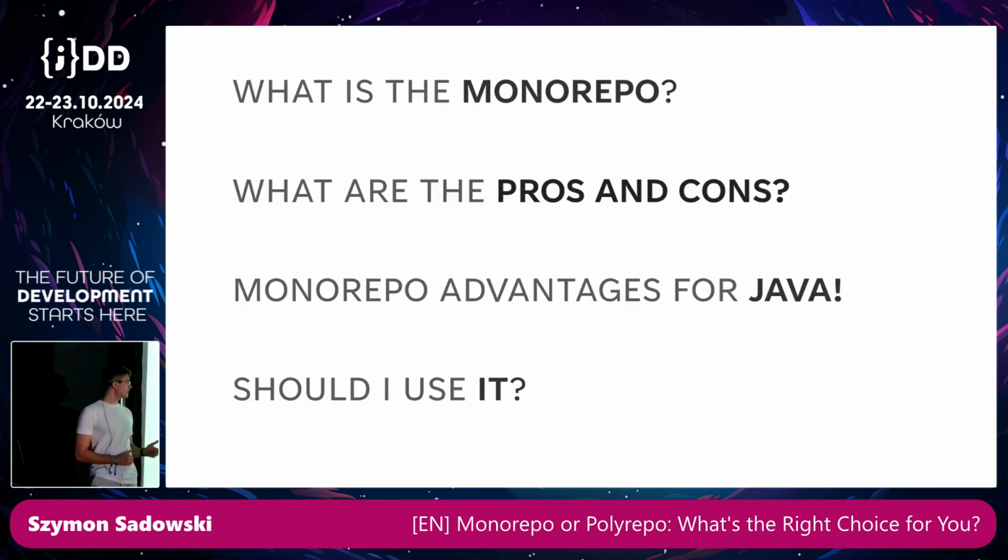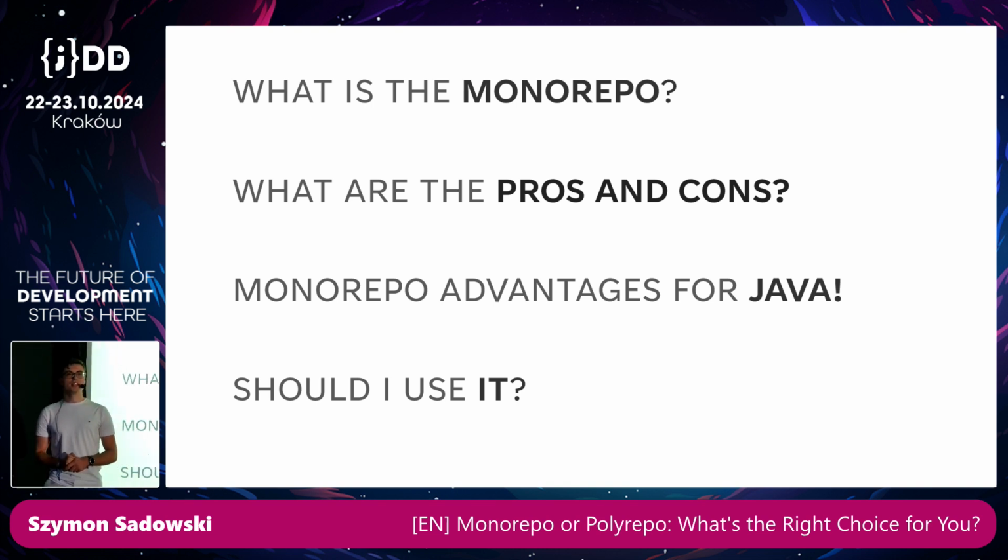So this right here is gonna be our agenda for today. We'll start with explaining what the monorepo is, to be on the same page. Then we will proceed to exploring some advantages and disadvantages of the monorepo. Then we will see, in particular for Java, what benefits it can bring. And at the end, we will answer the question from the title of this presentation: what is the right choice for you, Polyrepo or Monorepo?